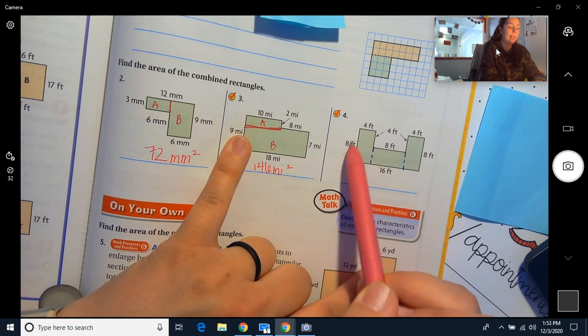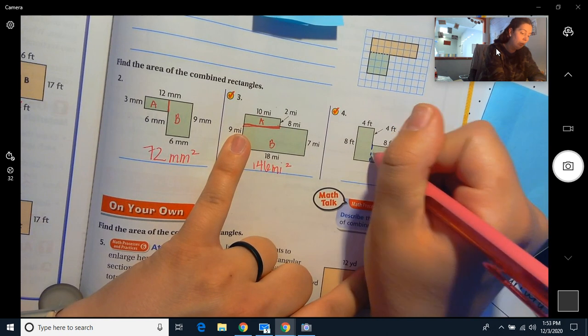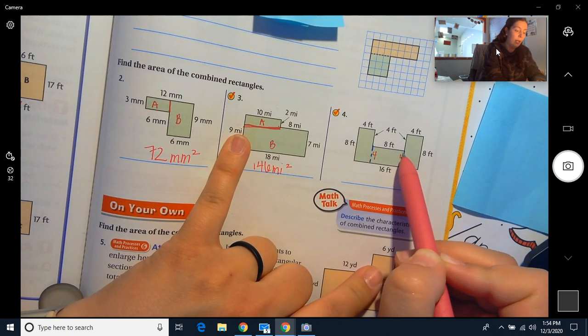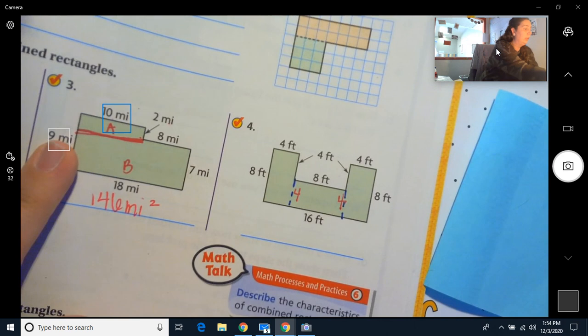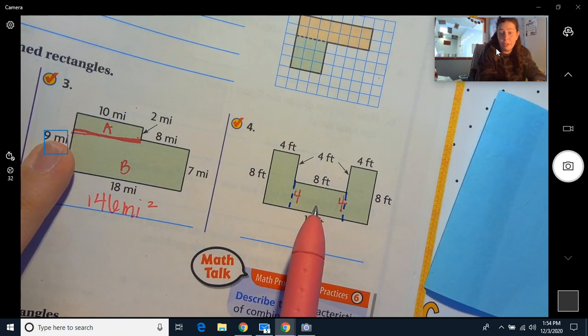People are saying 4 because I have to take this side minus this side to get 4, which will help me on both sides. You will need to do this. Let me zoom in real quick. You will need to do this like that on one of your problems in your math homework.